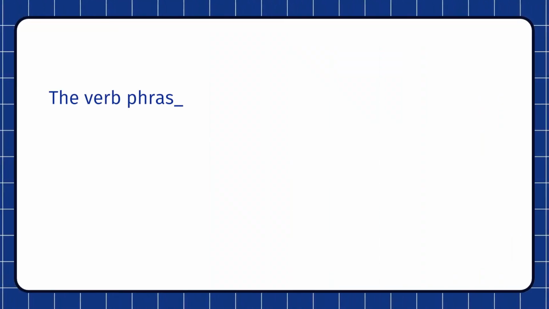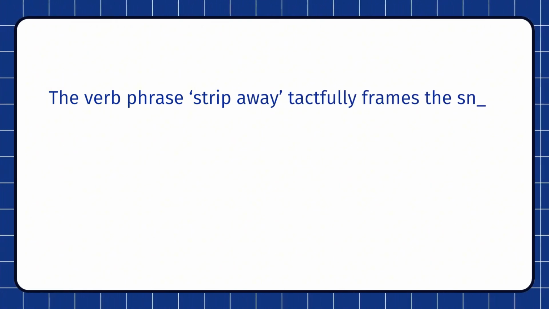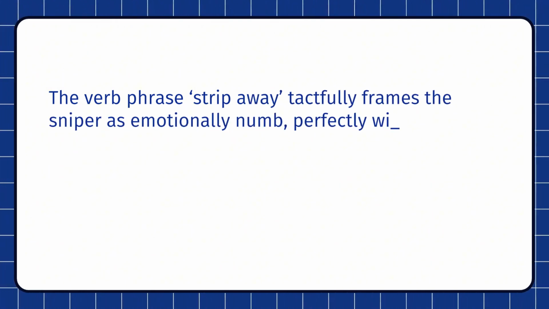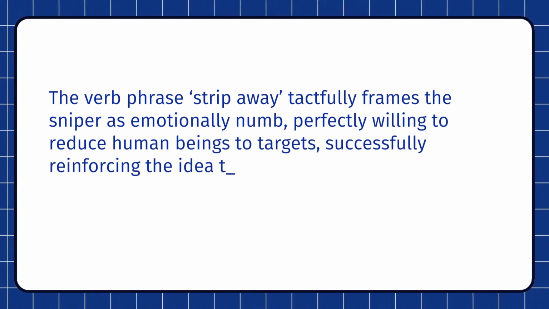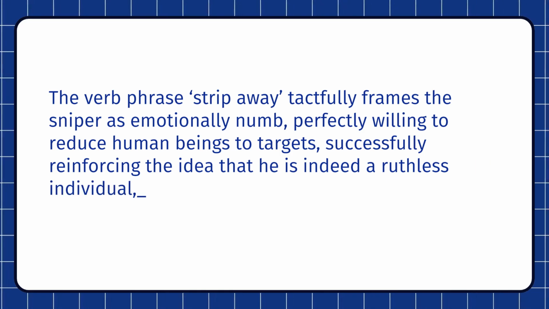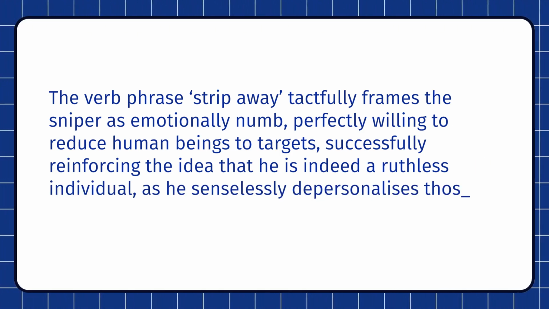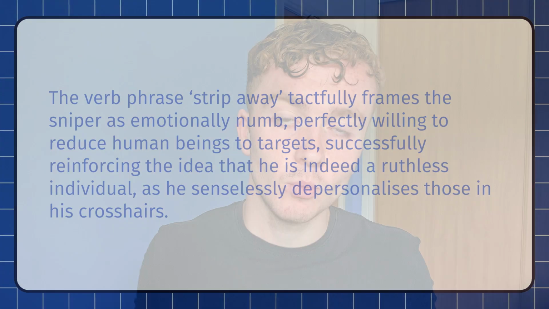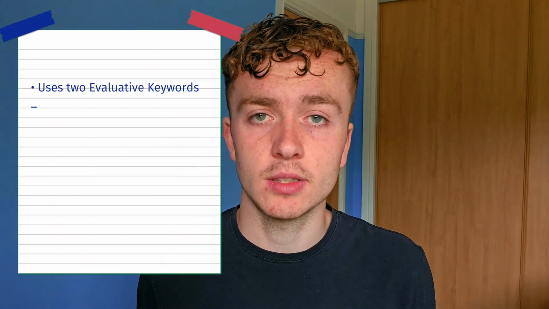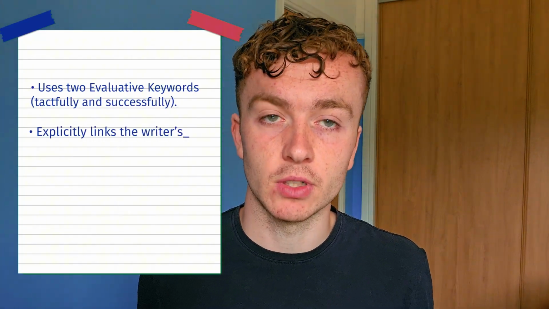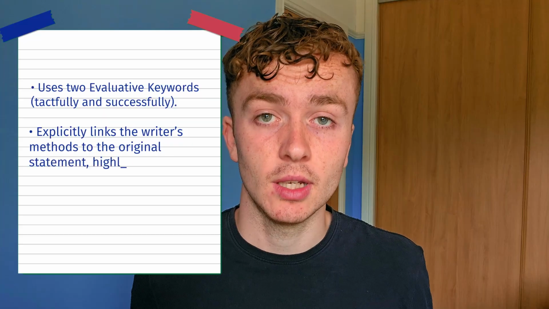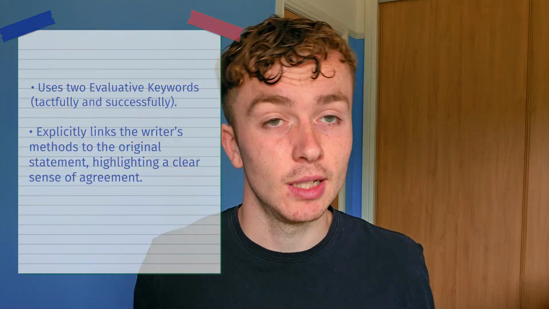The verb phrase "strip away" tactfully frames the sniper as emotionally numb, perfectly willing to reduce human beings to targets, successfully reinforcing the idea that he is indeed a ruthless individual as he senselessly depersonalizes those in his crosshairs. We can see that this specific extract uses two evaluative keywords, "tactfully" and "successfully", and explicitly links the writer's methods to the original statement, highlighting a clear sense of agreement. And that is how you evaluate.